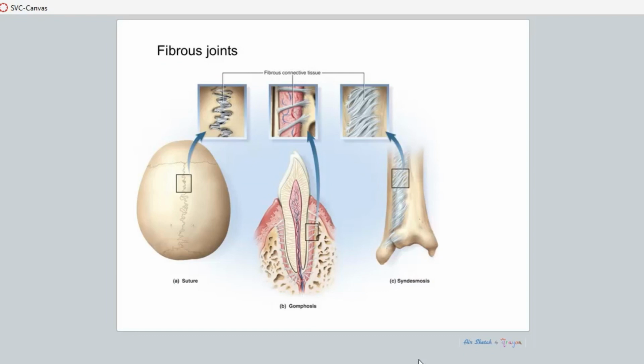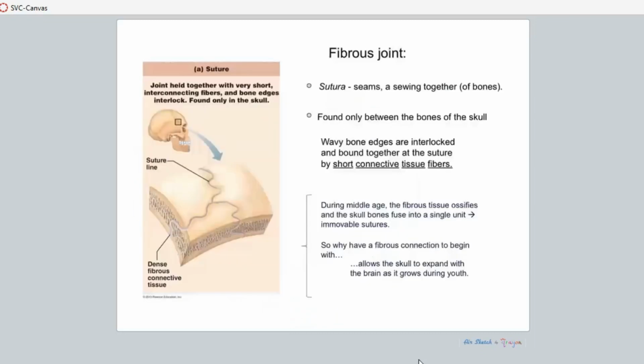Okay, so let's take a look at some fibrous joints. We'll spend most of the time on synovial joints, but let's take a look at some fibrous joints here. And there's three different types. There's sutures, there's something called a gomphosis, and there's something called a syndesmosis. These are all different types of fibrous joints. And we'll start with the sutures.